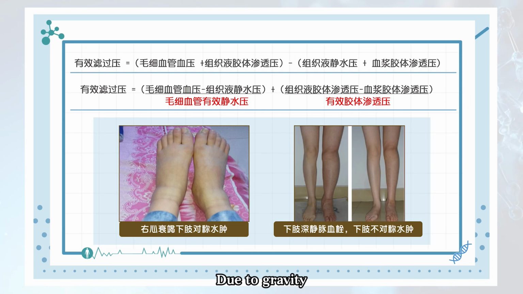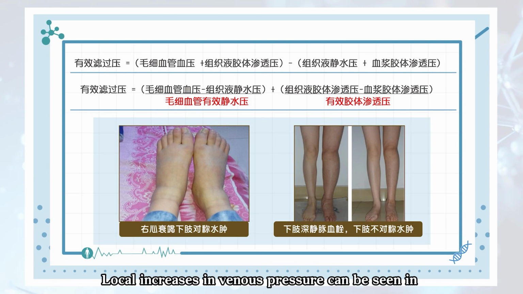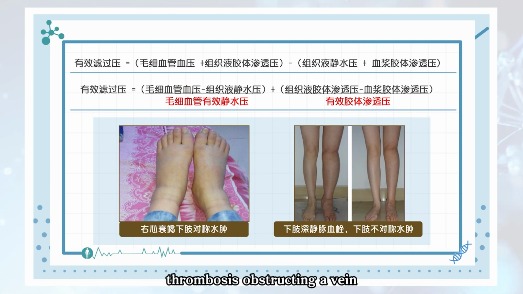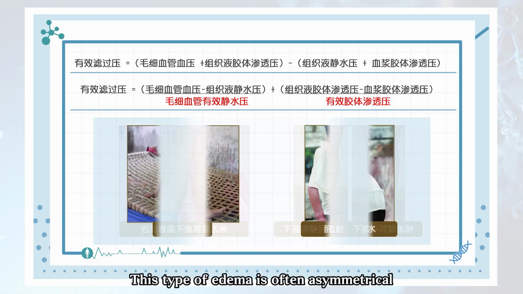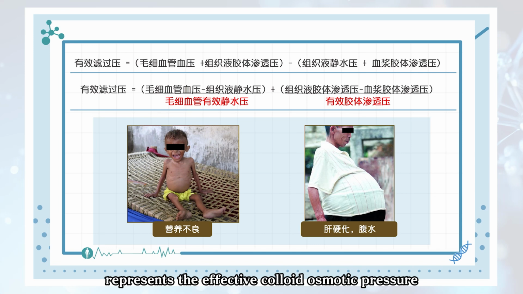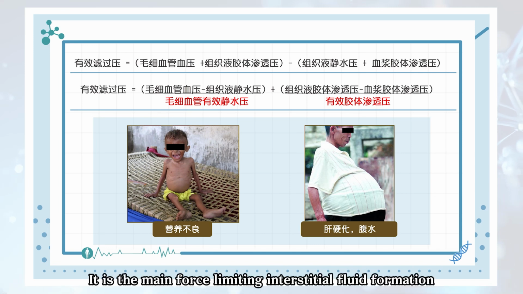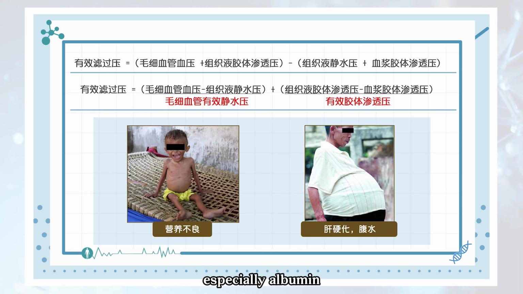Due to gravity, systemic edema often starts in the feet. Local increases in venous pressure can be seen in thrombosis obstructing a vein, or tumors or scars compressing the venous wall. This type of edema is often asymmetrical. The second parenthesis on the right side of the equation represents the effective colloid osmotic pressure. It is the main force limiting interstitial fluid formation. Plasma colloid osmotic pressure depends primarily on the concentration of plasma proteins, especially albumin.